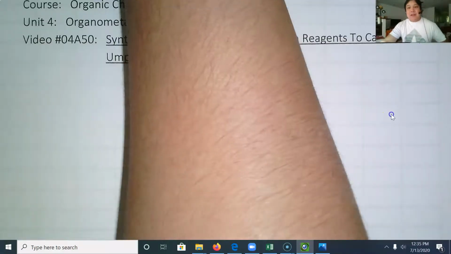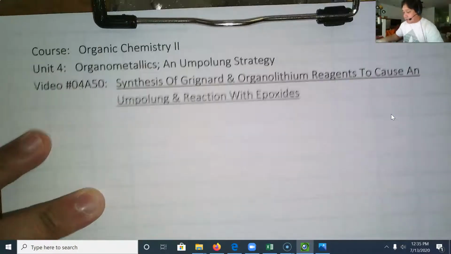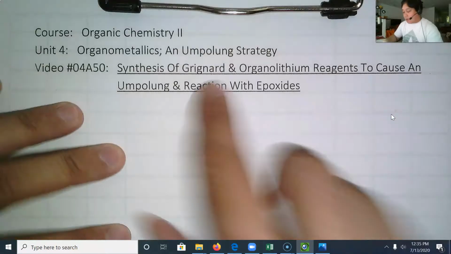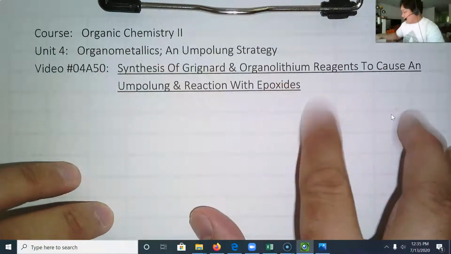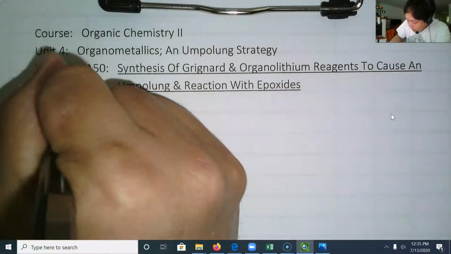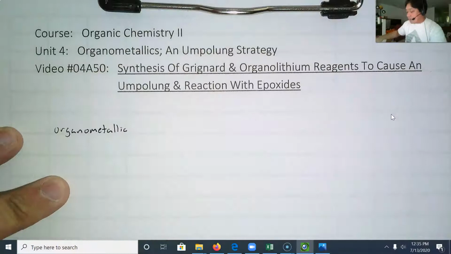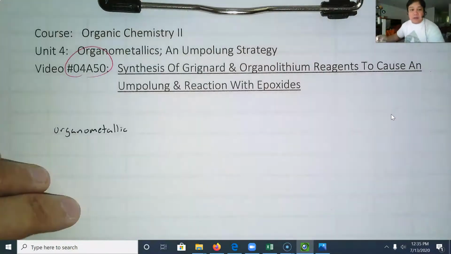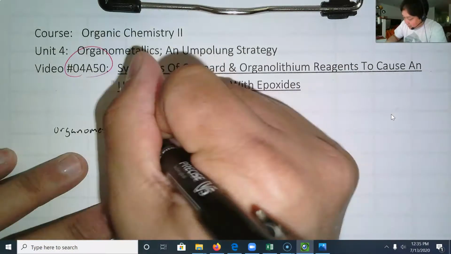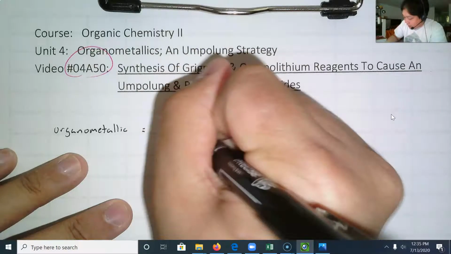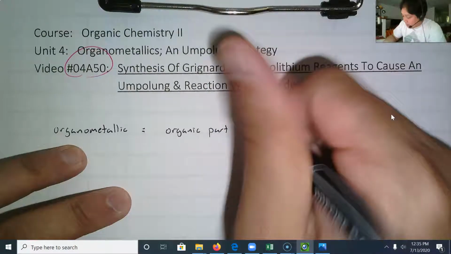Okay, enough about that. I have a couple of definitions to get to you, and the first one is organometallics. Now, a Grignard and an organolithium is a type of organometallic molecule. And an organometallic is exactly what its name suggests. It's an organic part of the molecule and a metallic part. So for instance, well, let me just write that down. It has an organic part. Organic meaning it contains carbon and hydrogen, plus a metal.